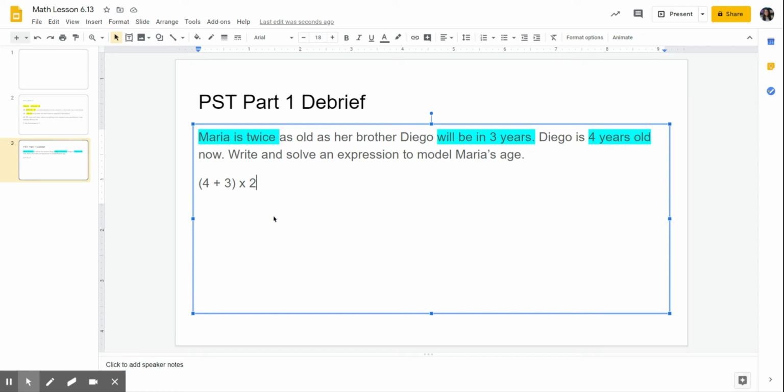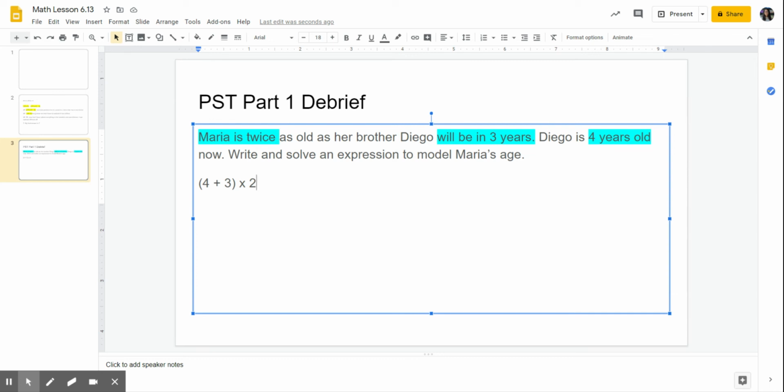Before I move on to the next part of this question and I solve my expression, I'm going to just double check to make sure that this makes sense. So I'm going to say, okay, Diego's 4 years old. Perfect. I have 4 in my expression. I added 3 because the question says that she is twice as old as he will be in 3 years. I did 4 plus 3. I know I need to do that first, so I have parentheses around that, and then I did times 2 because we know that Maria is twice as old as Diego will be in 3 years.